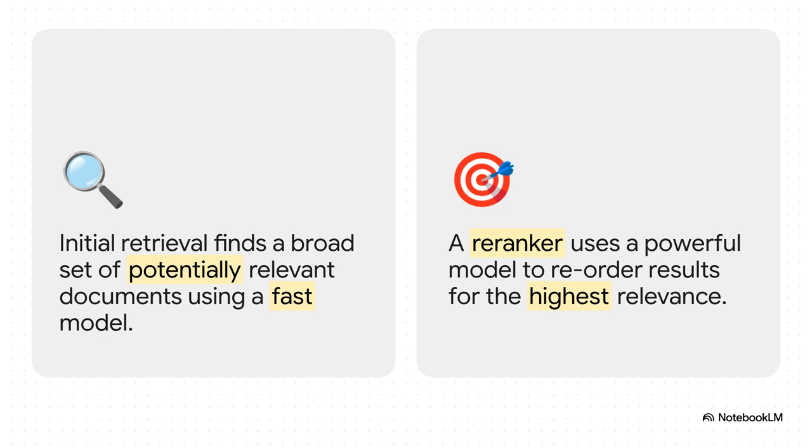Okay, but what if we want to add an upgrade, a pro-level feature? We can add something called a re-ranker. Think of it this way. The first retrieval step is like a quick, broad search that gets us a bunch of maybe useful documents. The re-ranker is like a second-pass expert. It takes that initial list and uses a much more powerful, and yeah, slightly slower, model to meticulously reorder everything, putting the absolute most relevant documents right at the very top. It's a quality control step that makes a huge difference in the final answer.